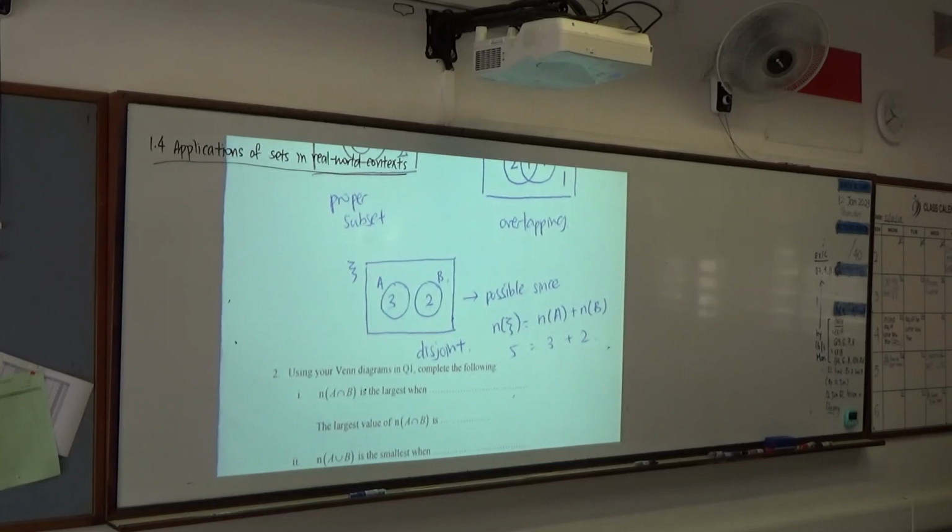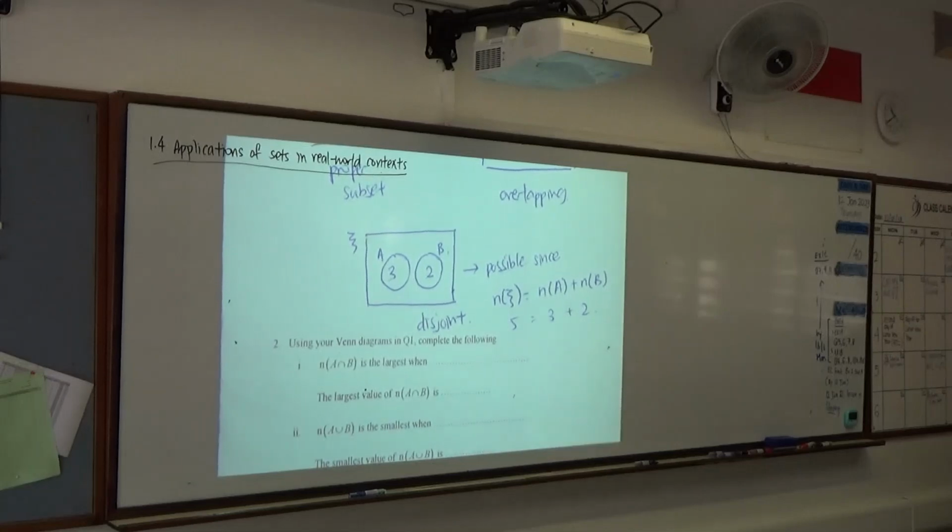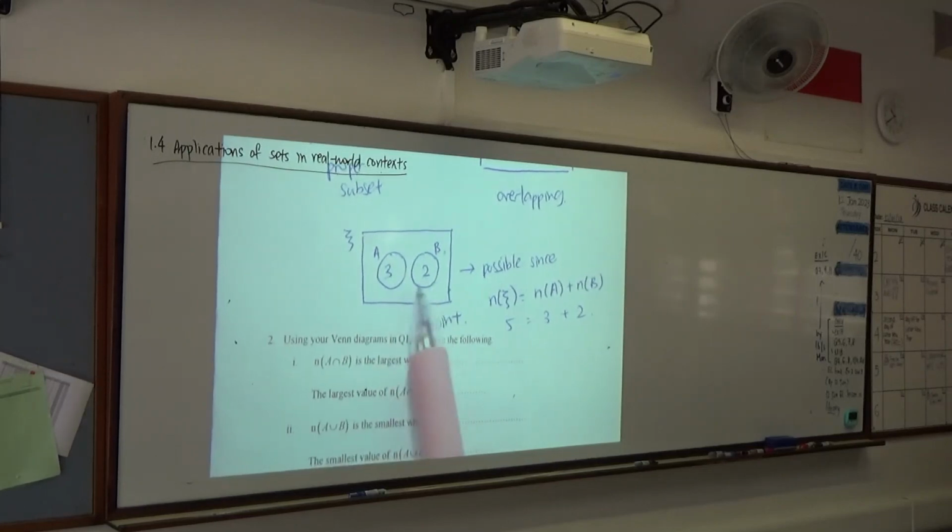But it's not all the time that it's possible. Why I put this note over here is because it's not all the time that disjoint is possible. Sometimes if you draw them out separately, you will notice that the sum itself is more than the universal set. Then we know that it is not possible anymore.